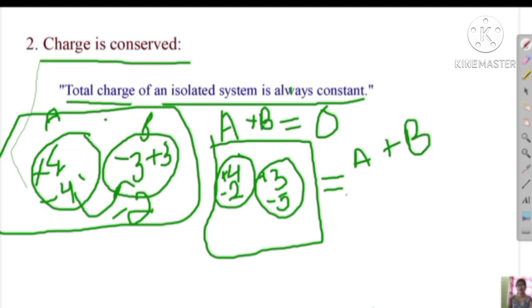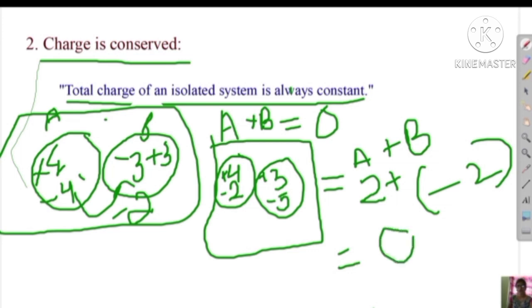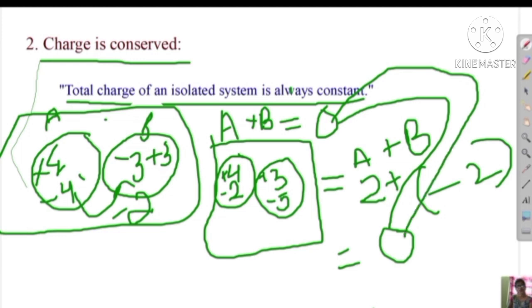So body A contains 4 positive charges and 2 negative charges. So 4 minus 2 is 2. Body B contains 3 positive charges and 5 negative charges. So 3 minus 5 is what? Minus 2. So what is 2 minus 2? They cancel each other, right? Then what is the total charge? The total charge is 0. Therefore, the total charge of the system before transferring is equal to the total charge of the system after transferring. Hence, the charge is conserved.